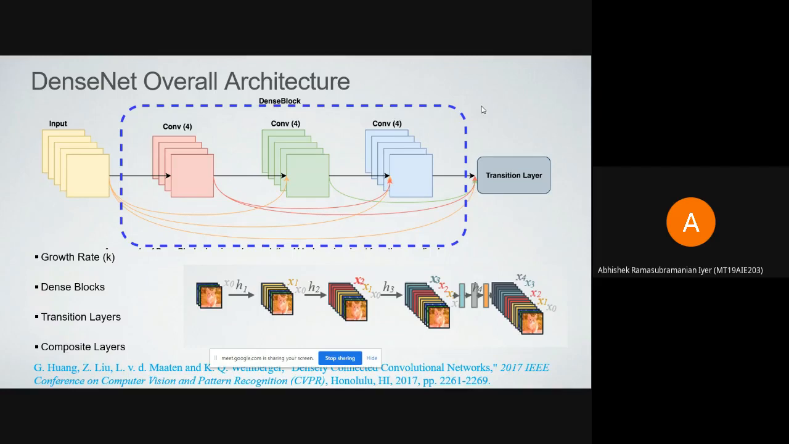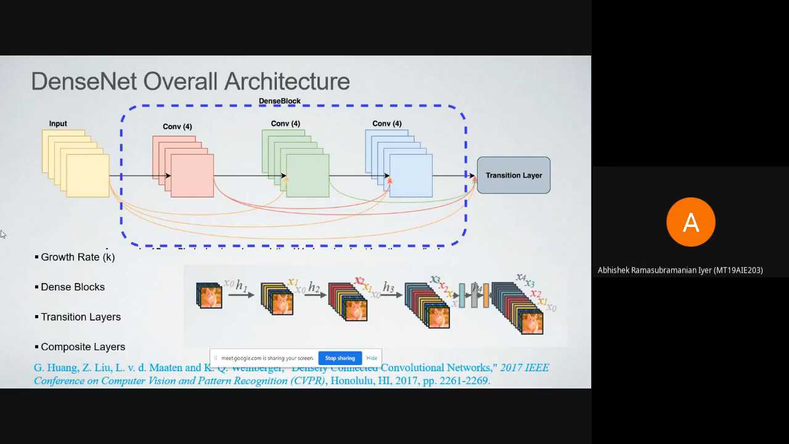So here, let's go step by step. What we see here is the input, which has n number of, let's say, feature maps. Then the blue outline is something called a dense block, and then we have the transition layer. When we are talking of a DenseNet, there are four things which are very important. One is the growth rate. As Hera mentioned, this is about the amount of information that you want to transfer from each layer to the subsequent layers for the overall information to be transmitted.